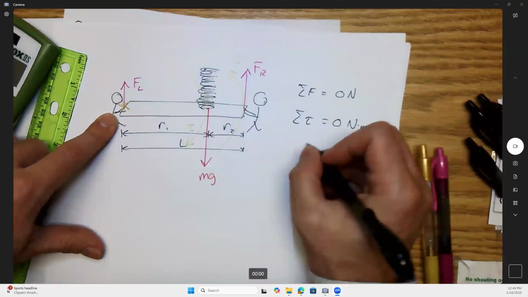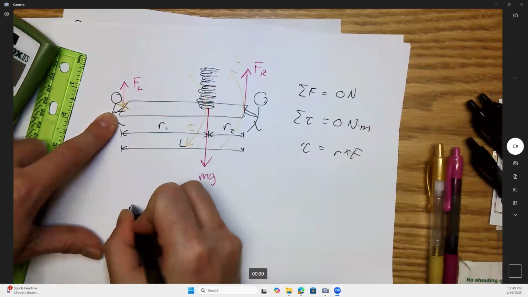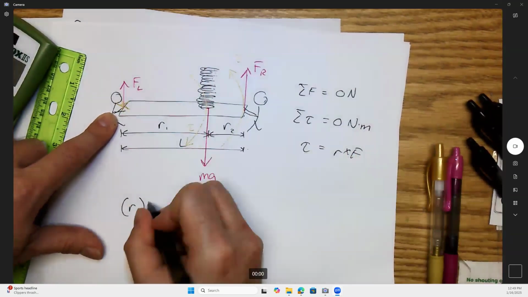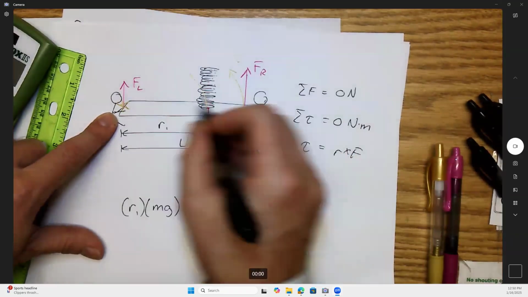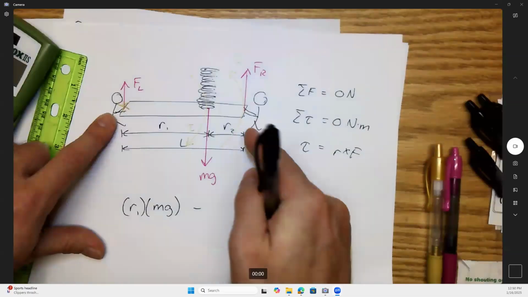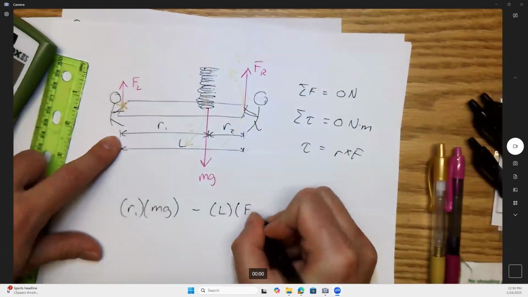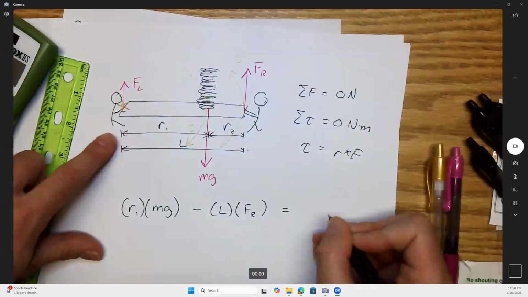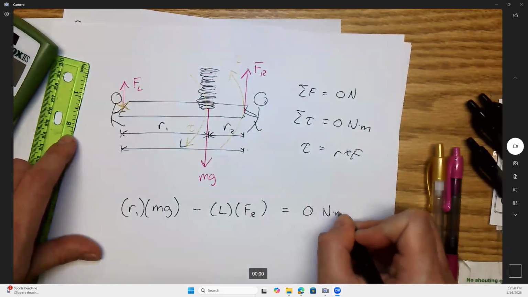Here, let me do that. So I know torque is R cross F. Let me put it all together. So R1 times the weight of the stack of topsoil, right? And then, well, I'll go ahead and say minus, right? This full distance L times F sub R. See if you guys are following. This is all equal to what? Zero. Yeah. Newton meters. Right.